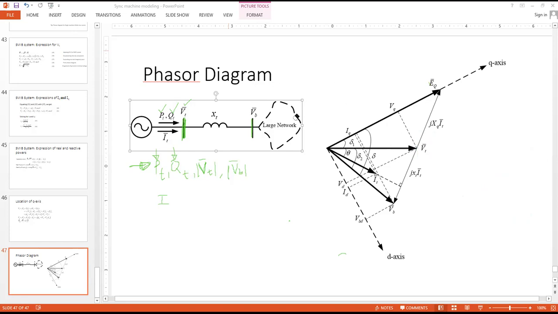But to build up the phasor diagram, in general, we are provided with this information: PT, QT, VT and VB. In general, these four are given, the magnitudes of VT and VB. So we will start with VT as our initial reference. With the above mentioned information, these three, we will be able to calculate IT. What would be IT? IT would be PT minus jQT over VT conjugate.